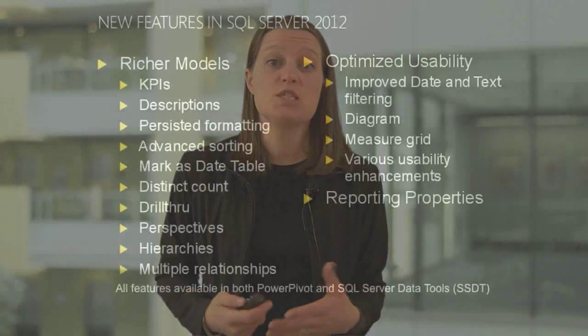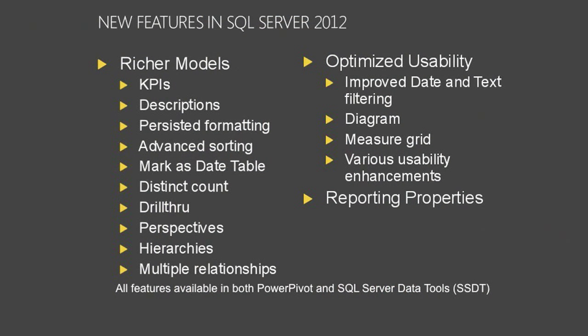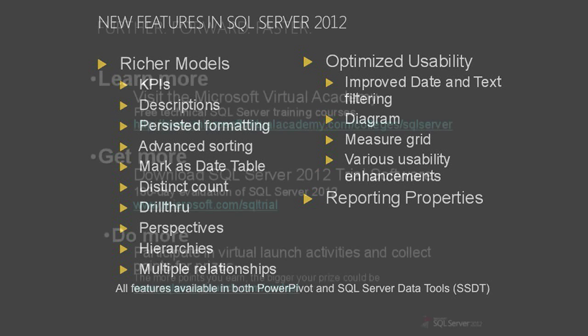2012. So as you can see, there are many more new features to come. And we chunk it into 3 sections. You have features for building richer models: KPIs, as you saw, we've added annotations and descriptions, support for multiple relationships. On the other hand, we also have done a lot of less visible features for simply optimizing usability. The measure grid is one example, but there are also a lot of other enhancements in that category. And finally, we have reporting properties, which will allow you to enhance your models for consumption using Power View.